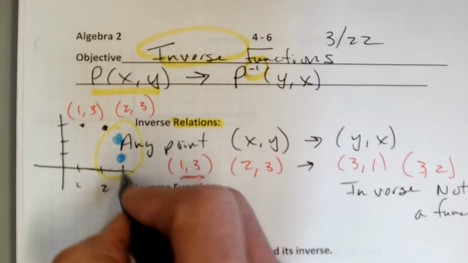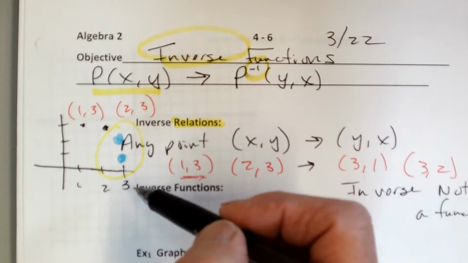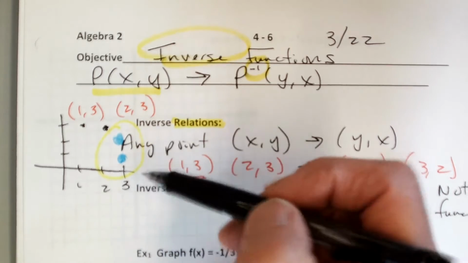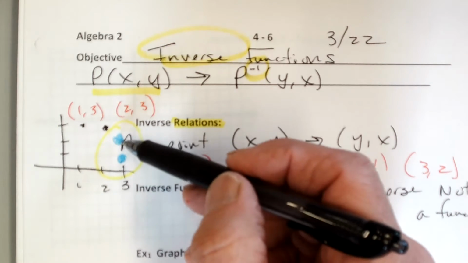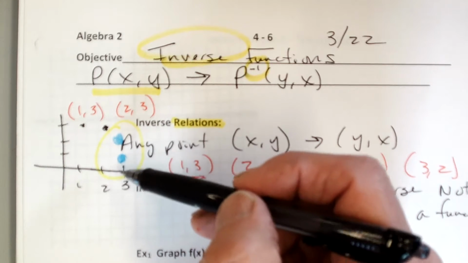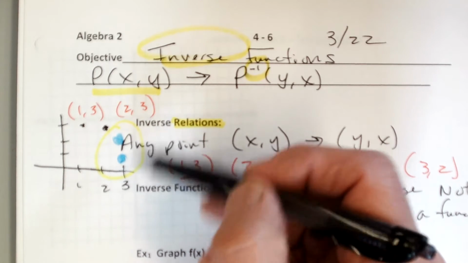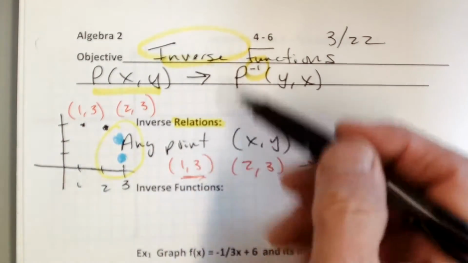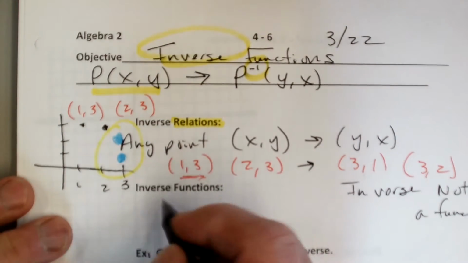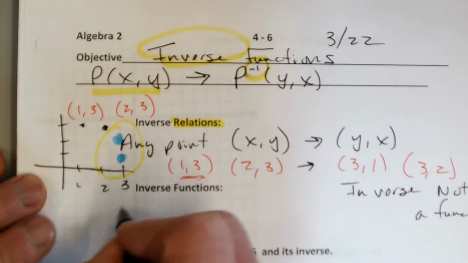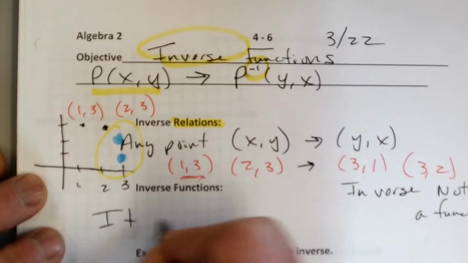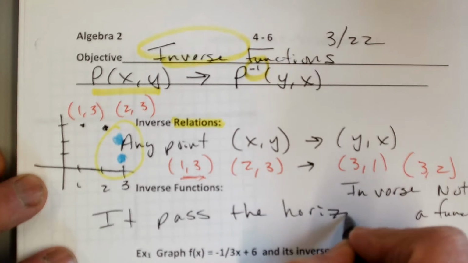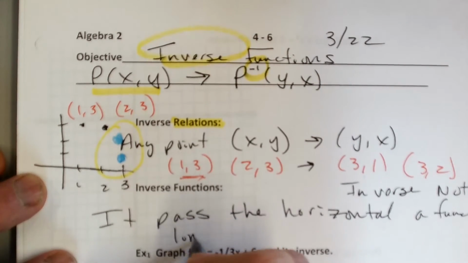Why is it not a function? Well, you go to the store. You buy 3 Red Bulls, because that's your life, right? And the person at the counter says, well, that'll be $1. Oh, no, that'll be $2. You can't have 2 prices for one thing. Does that make sense? It's impossible. So what we have is an inverse relation, but it's not a function. So to have an inverse function, it has to pass the horizontal line test.